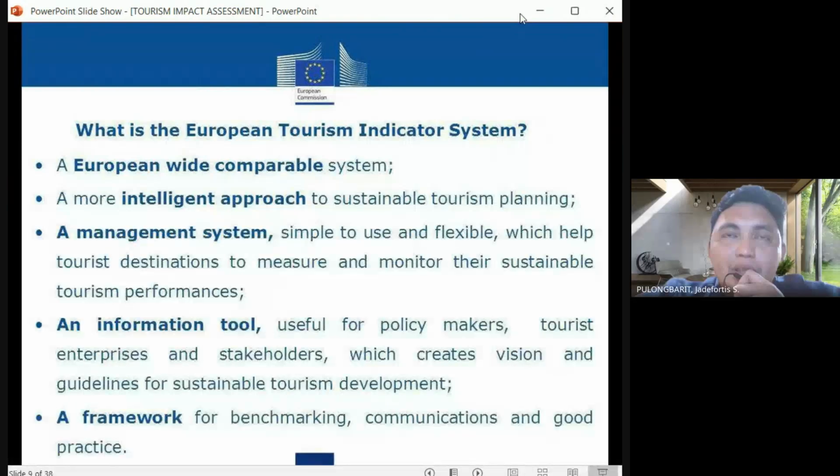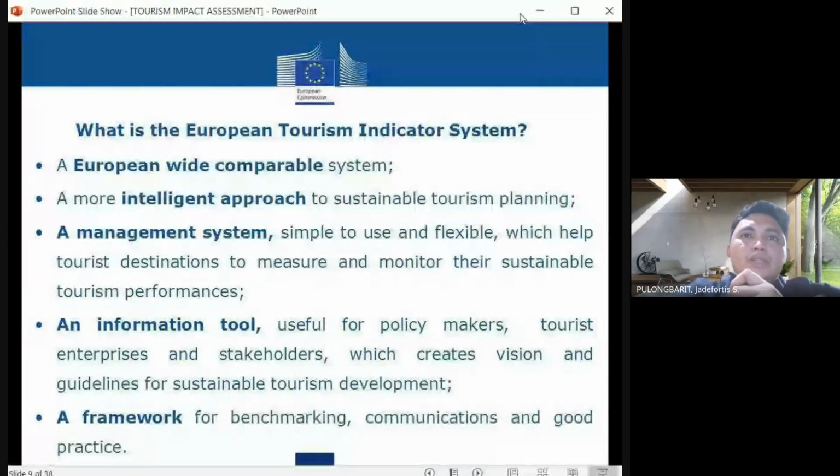And also, ang ETIS is an informational tool which is useful for policymakers, tourism enterprises, stakeholders. So, makikinabang dito, at ito ay napaka-useful po, especially sa mga policymakers, tourism enterprises, at sa mga different stakeholders. And of course, by creating vision and guidance for sustainable tourism development. Okay? Informational tools ito para mas maging maganda yung pagbuo ng vision and guidelines, lalo-lalo na doon sa isang destination para makabuo ng mas magandang guide for sustainable tourism development. And also, ETIS is a framework for benchmarking, communication, and good practice.